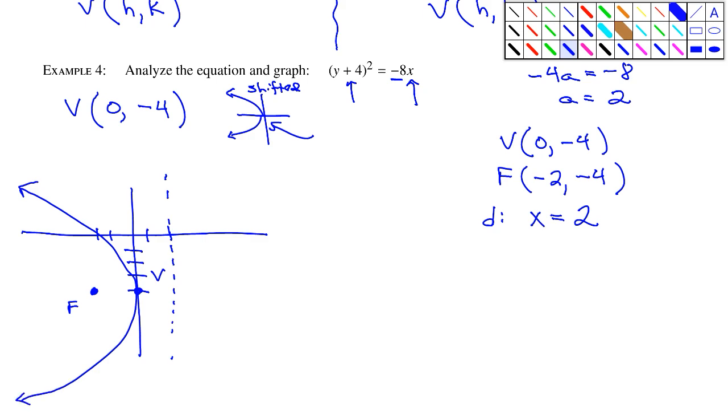Now there's one other aspect I want to introduce to you at this time. This is called the latus rectum. The latus rectum is the segment that is on the parabola but passes through the focus on the inside here. So this is the latus rectum. And what you'll be asked to do is find the endpoints of the latus rectum. So this point here and this point down here.